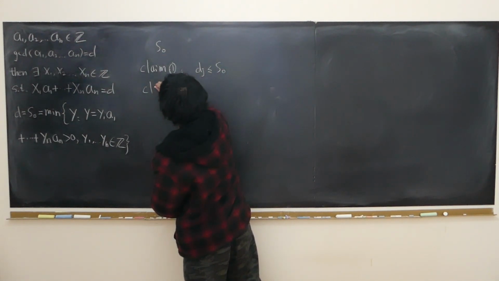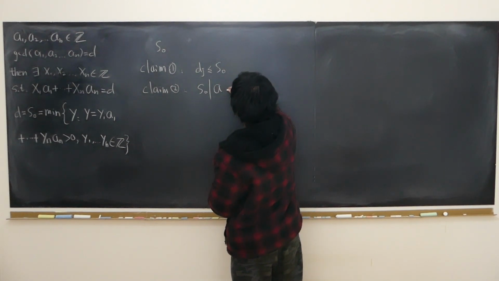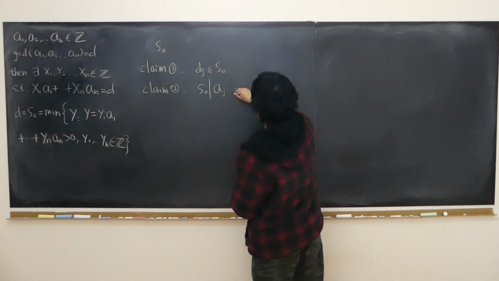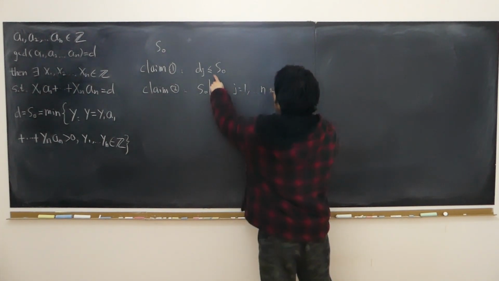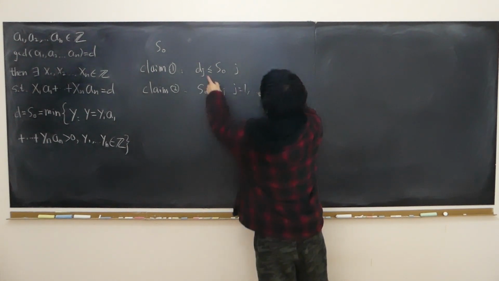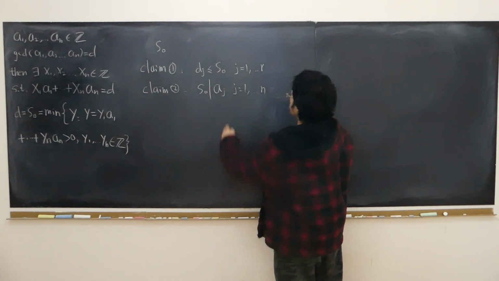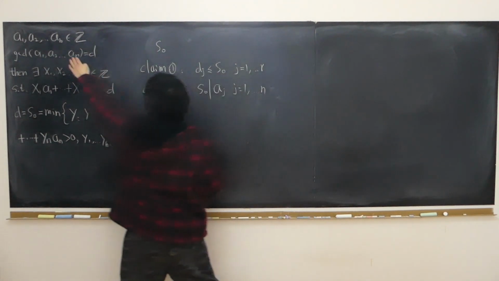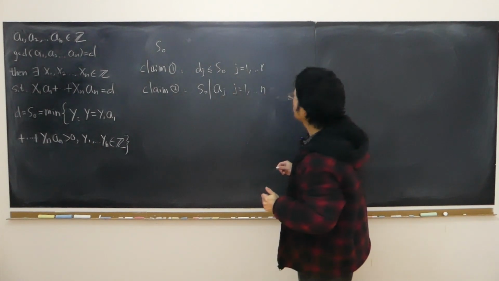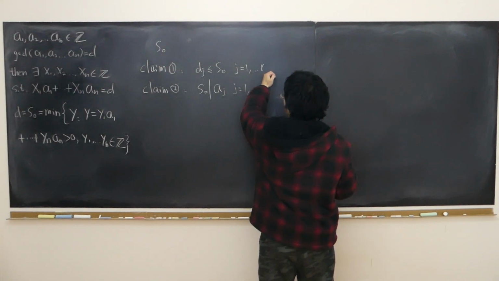So claim number two: S0 has to divide aj, where j is equal to 1 all the way up to n. And here, j is equal to 1 all the way up to r. Let's just assume that there are a number of different common divisors of these candidates. First of all, let's just prove claim number one, see if it's true.